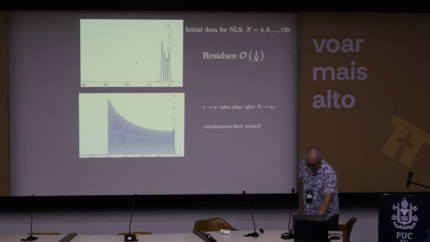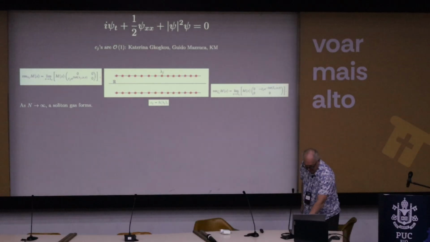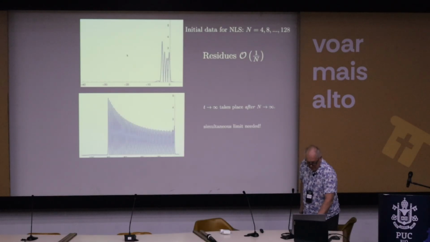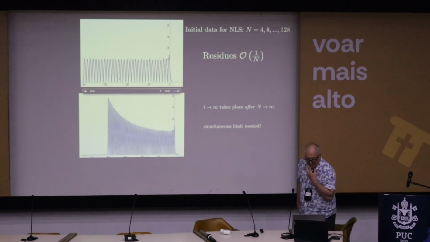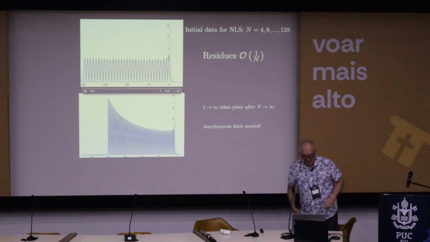Okay, so this is just a short, whoops. In case you're interested, this is the formation of that soliton gas that I was describing before. So this is with 4 solitons and then 8, okay, et cetera, up through 128. All right, and down below is the picture with 64 solitons.